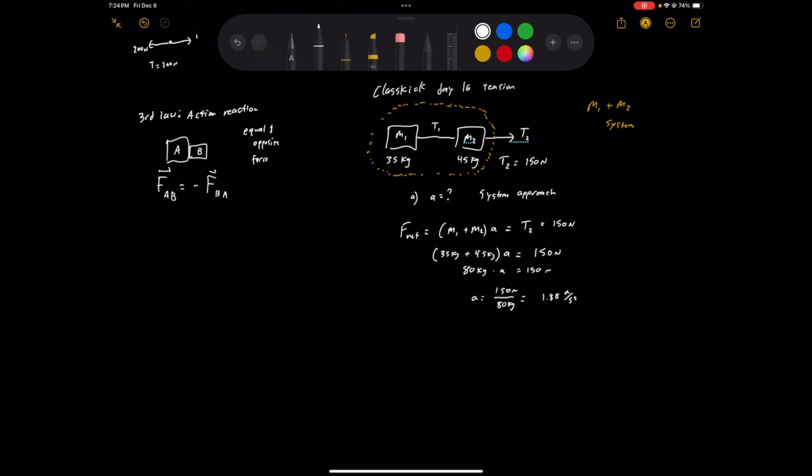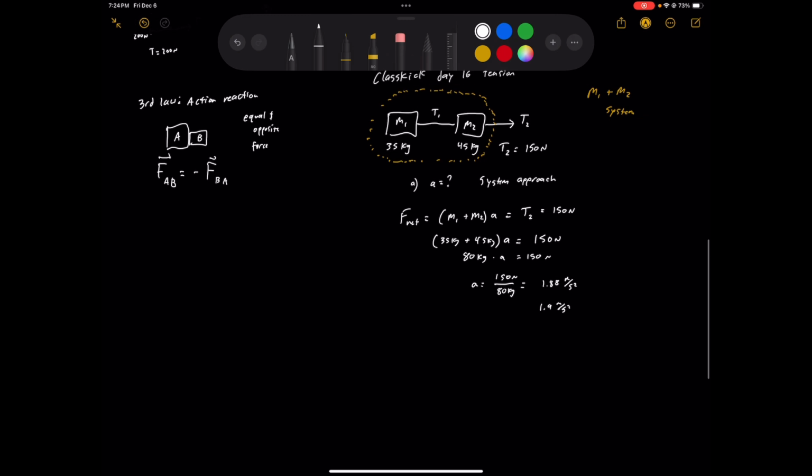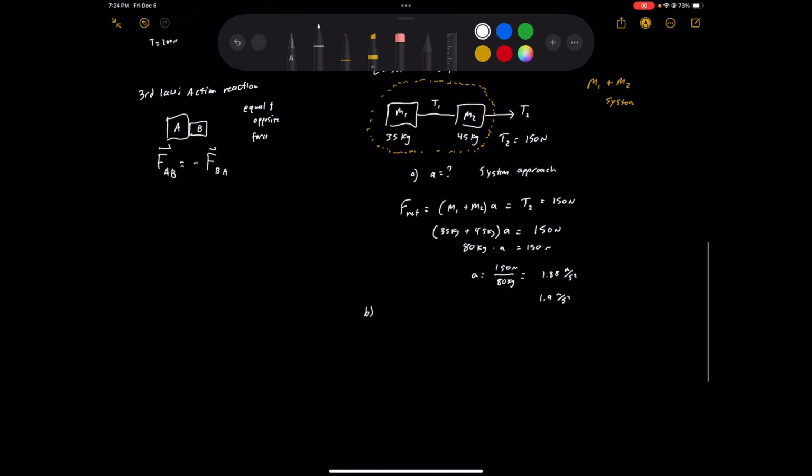All right. If you want to use 2 sig figs, I think there are 2 sig figs in the problem, it's 1.9. So anyways, that was the first part. The second part for that problem was what is T1? All right, so part B for this problem is what is T1?